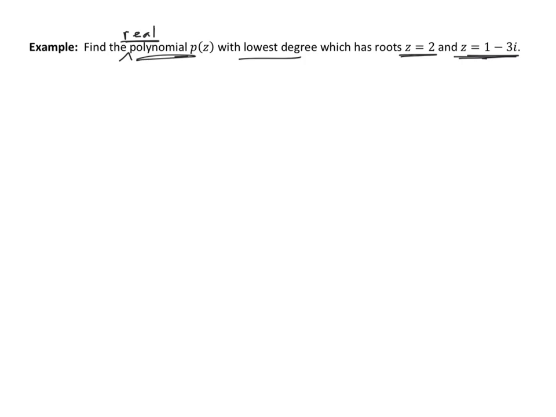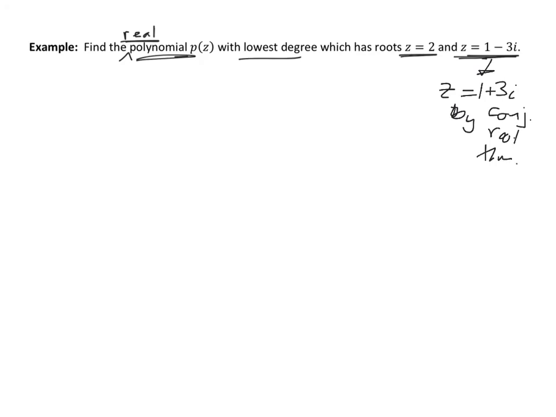If you're unsure, the hint that I would give you is, if you're given roots, then you should be able to find factors that go along with those roots and then multiply those factors together to find this. Remember, you also have the conjugate root theorem that says if this complex root is one of the roots, then you should know another one for free. So because of this one, we also know that z equals 1 plus 3i by the conjugate root theorem.